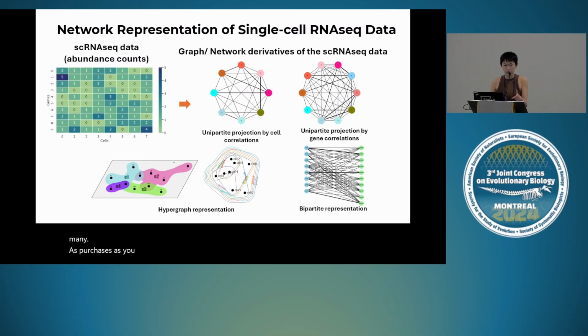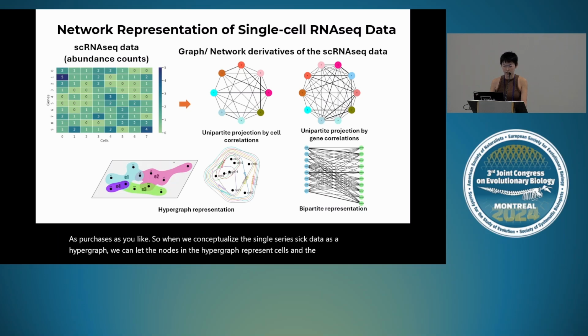So when we conceptualize the single-cell RNA-seq data as a hypergraph, we can let the nodes in the hypergraph represent cells, and the hyperedges represent genes, so that each hyperedge, that is each gene, could connect to all the cells where the gene is actively expressing. And in this way, we would be able to capture the multi-way relationship of the cell-gene interaction without requiring any transformation.